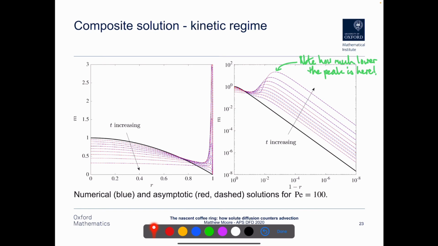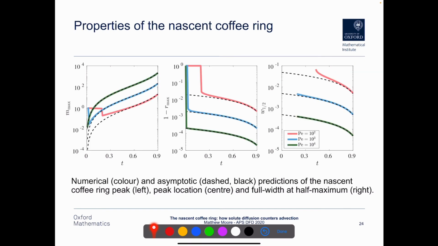And so again, we can also have a look at the properties of the nascent coffee ring, which I've done for 3 different Peclet numbers here, covering 2 orders of magnitude. And you can see again, certainly for the larger Peclet numbers, we do a good job of capturing the numerical results. Same idea as before: the dashed lines are the asymptotics and the coloured lines are the numerics. For Peclet number equals 100, it takes a while to get there, but we eventually do converge on the asymptotic solution here. So we are doing a reasonable job again of capturing the solution for the kinetic regime.